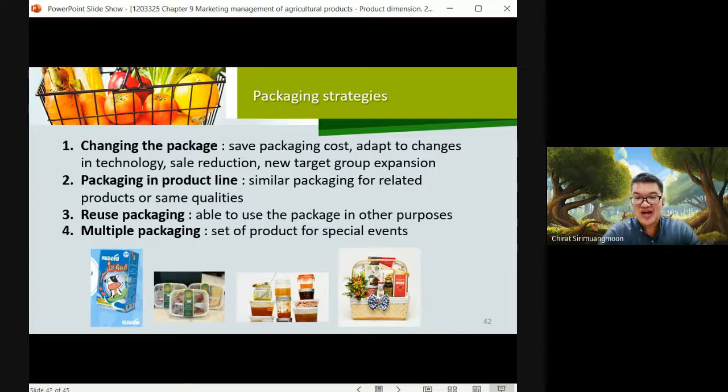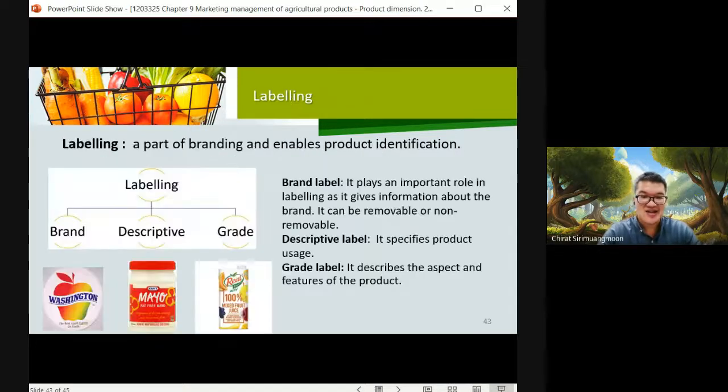Reuse packaging. So sometimes you have containers that you can use for another purpose. For example, for jam, sometimes you can see they put the jam into glasses, then you can use the glass on other occasions. Multiple packaging is another strategy. When you put everything together, you can sell at a higher price. So we call it multiple package, especially for festivals like New Year's Day, Valentine's Day, and so on.